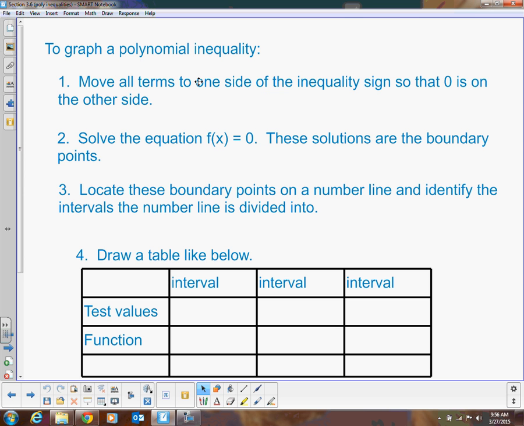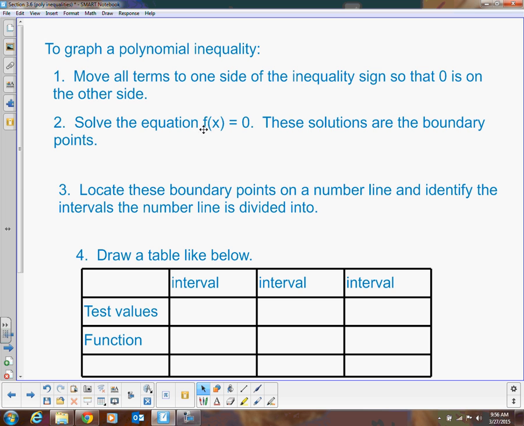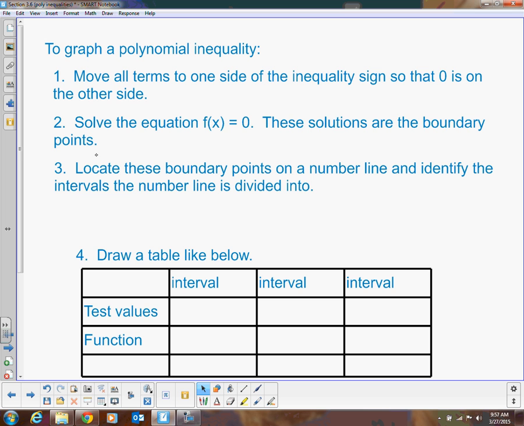You're going to move all terms to one side of the inequality sign, so zero is on the other. This is the way you solve a polynomial equation anyway. Then you're going to solve the equation f of x equals 0. Ignore the inequality sign, set it equal to 0. These solutions are going to be the boundary points of the regions. So far, here's all of it algebraically.